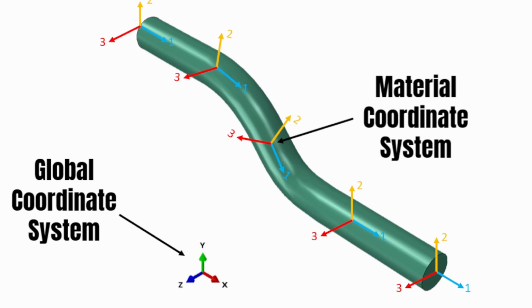Within ABAQUS speak, the global coordinate system tends to have the XYZ labeling, while the material or local coordinate system tends to have the 1, 2, and 3 labeling, where 1 corresponds to X, 2 corresponds to Y, and 3 corresponds to Z. There is a correlation between the two, at least at the start of this fiber. But as you move along the fiber, that material coordinate system starts changing until you get to the end. So we want to specify this material coordinate system for the fiber, which in this case is transversely orthotropic. With that, we can specify its material properties and it will be correct.